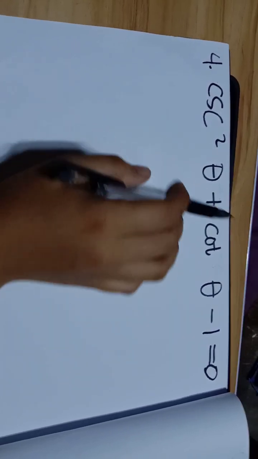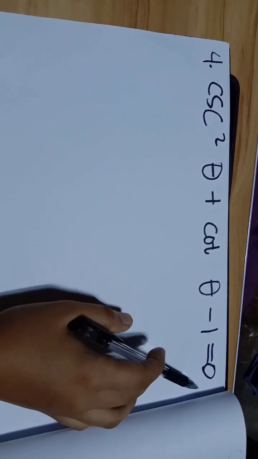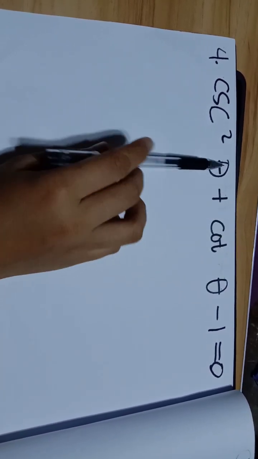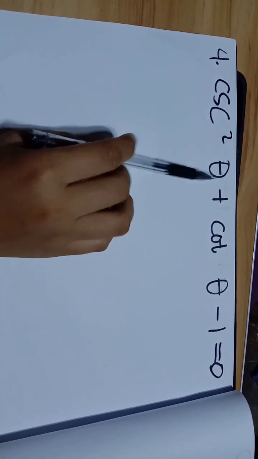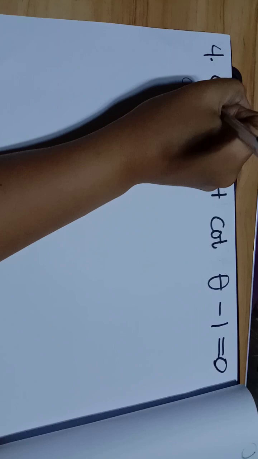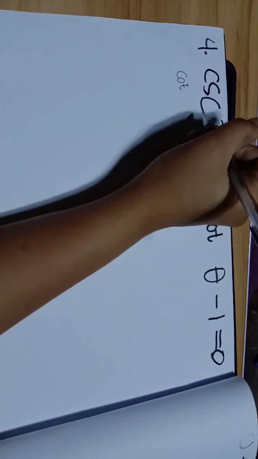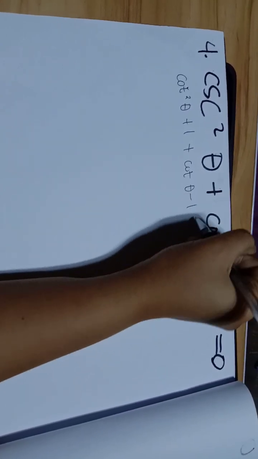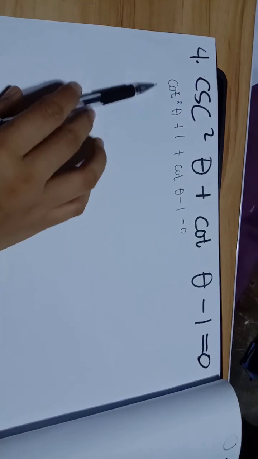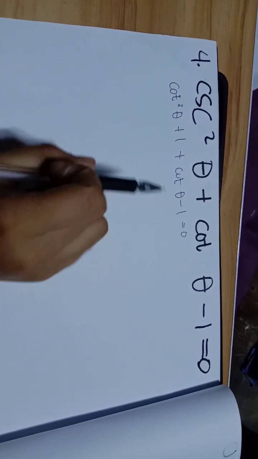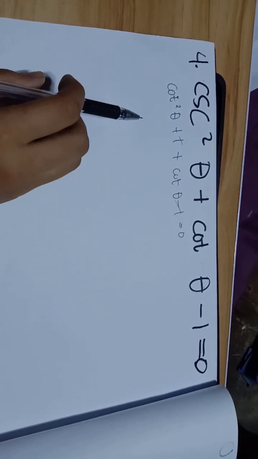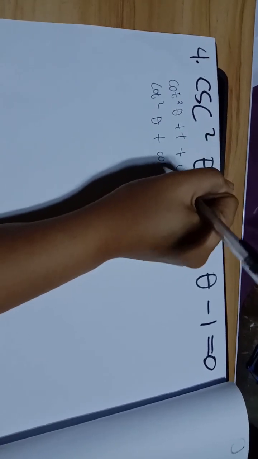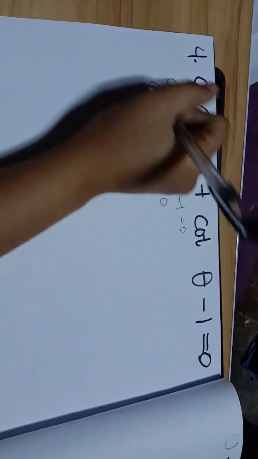Example number 4. Cosecant squared theta plus cotangent theta minus 1 equals 0. Here, we can replace cosecant squared theta by cotangent squared theta plus 1. So we have now cotangent squared theta plus 1 plus cotangent theta minus 1 equals 0. This is from Pythagorean identities. So cotangent squared theta plus cotangent theta is equal to 0.